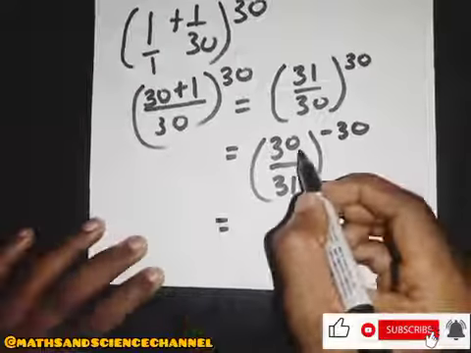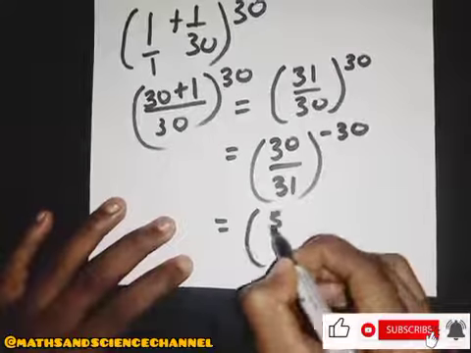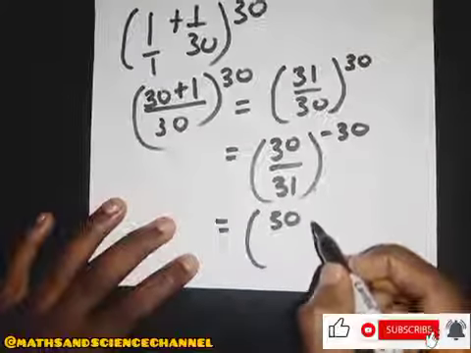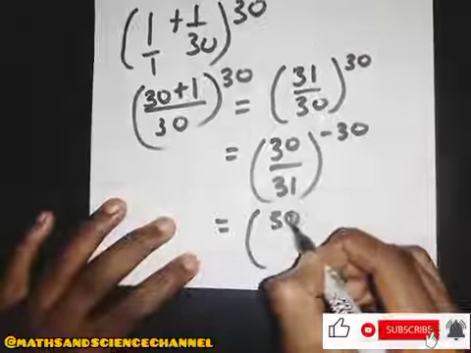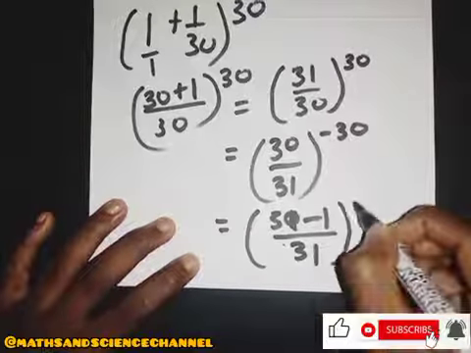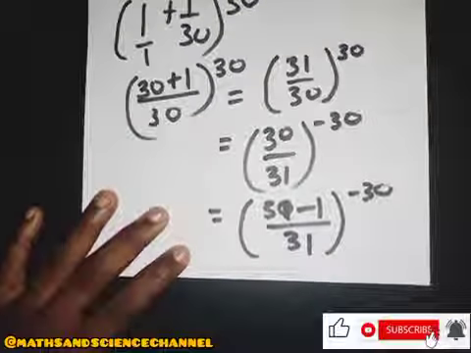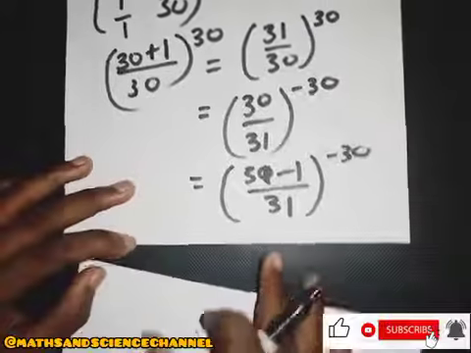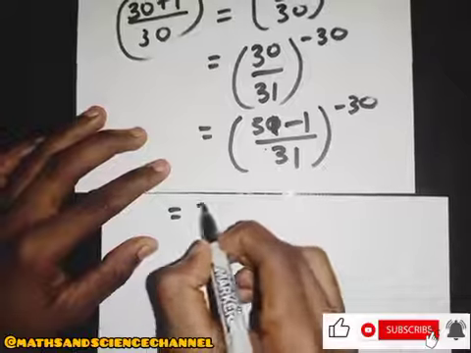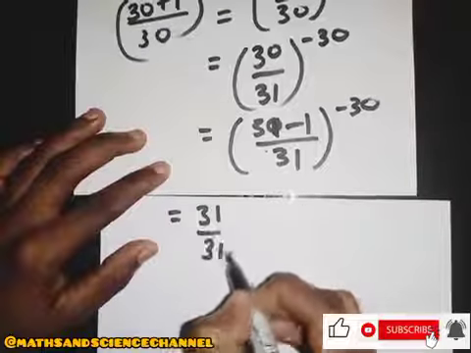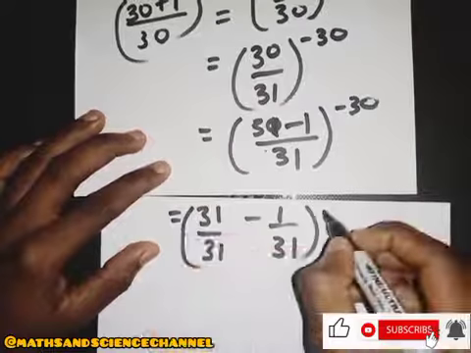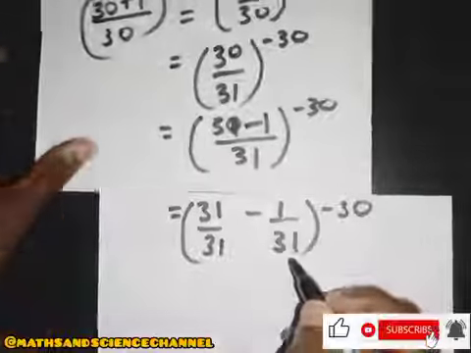So 30 can be written as 31 minus 1, divided by 31, then to the power minus 30. So it's still equal to 30 over 31. From here, I'm going to separate them. So we have 31 over 31 minus 1 over 31, then to the power negative 30. So this is what we have.